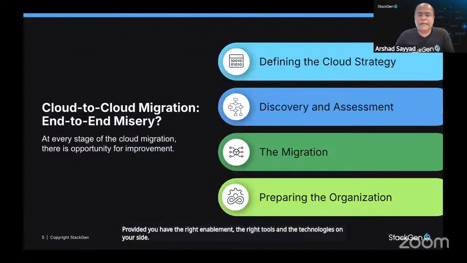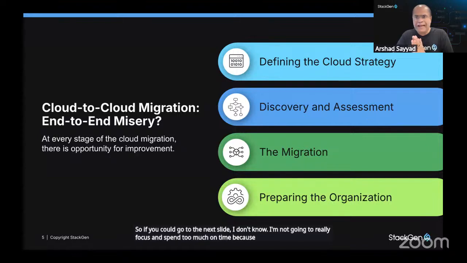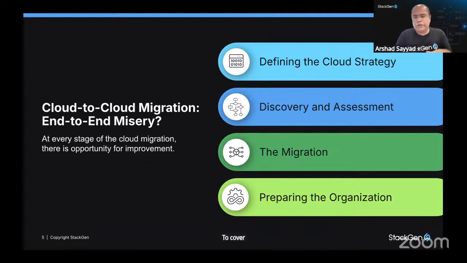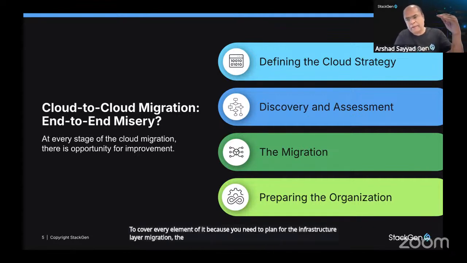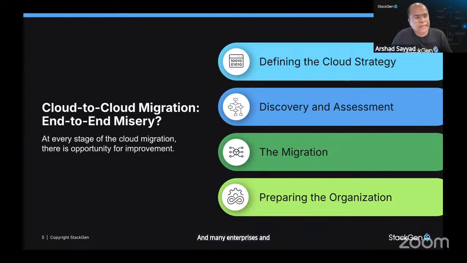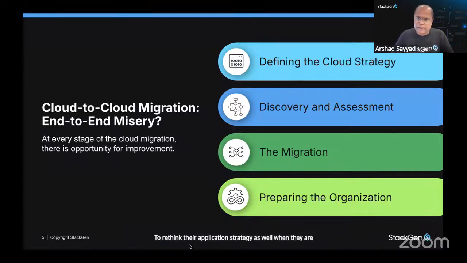So if you could go to the next slide, Arunav. I'm not going to spend too much time here, because planning cloud to cloud migration is a very involved exercise. This is too simplistic a slide to cover every element of it, because you need to plan for the infrastructure layer migration, the application infrastructure migration, the data migration. And many enterprises and businesses today take the opportunity sometimes to take 20% of their applications and re-engineer them, because they feel this is the right time to rethink their application strategy as well when they are moving from one cloud to the other cloud.